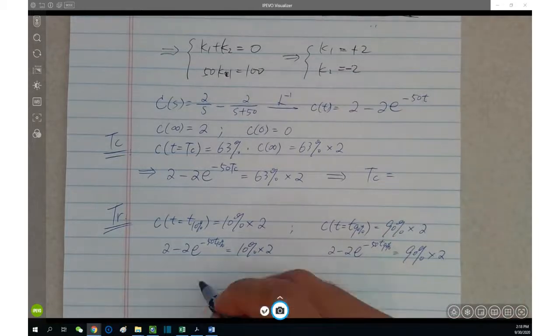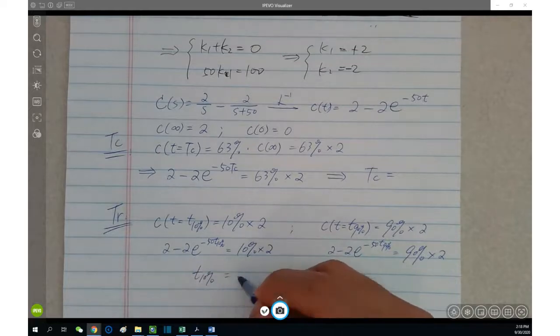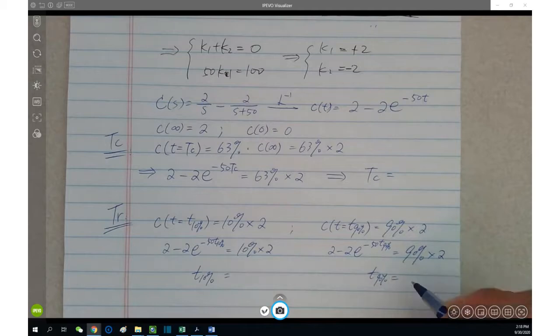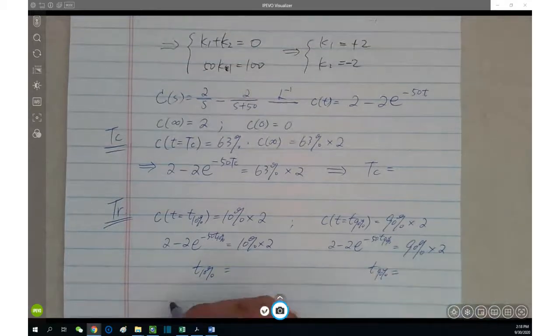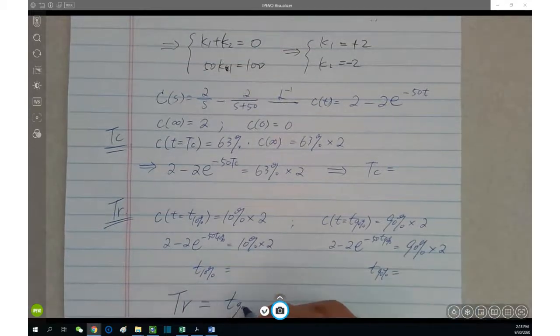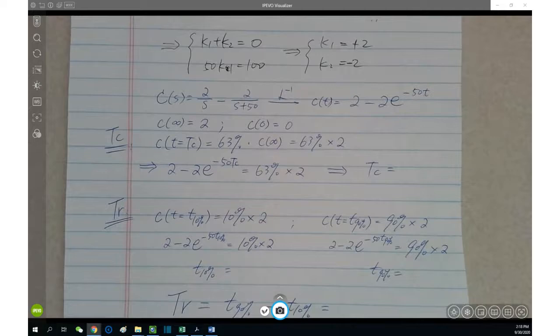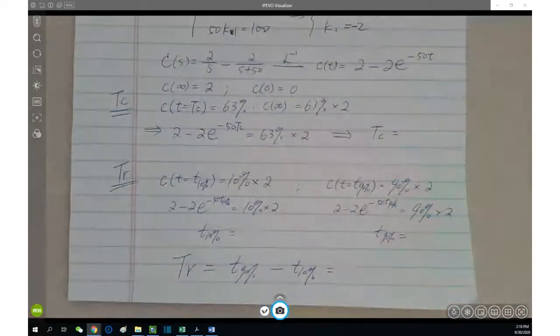And respectively, you find t10% and t90%. Both are one equation, one unknown. At last, of course, the time difference between these two is TR, right? Does it make sense? Does the idea make sense?